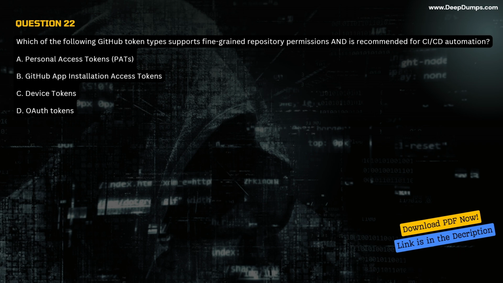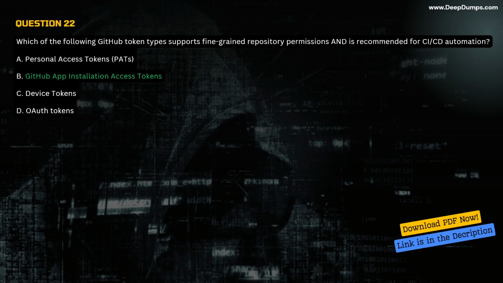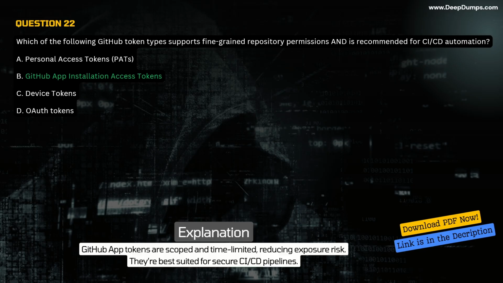C. Device Tokens. D. OAuth Tokens. Correct answer B. GitHub App Installation Access Tokens. Explanation. GitHub App Tokens are scoped and time-limited, reducing exposure risk. They're best suited for secure CI/CD pipelines.